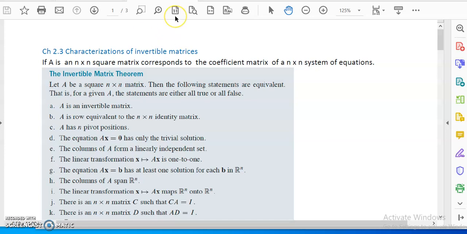Hello, linear algebra student. This video is for chapter 2.3 part 1 about the inverse matrix.